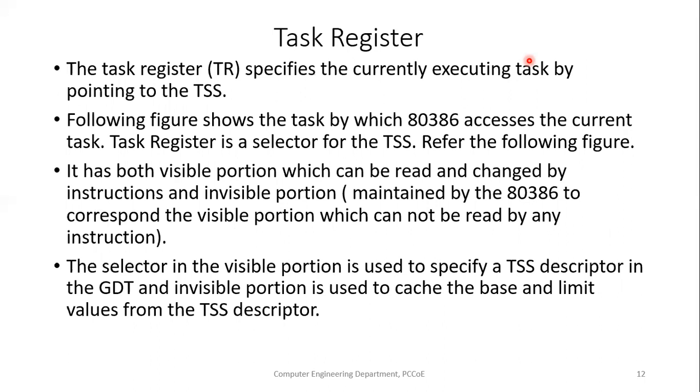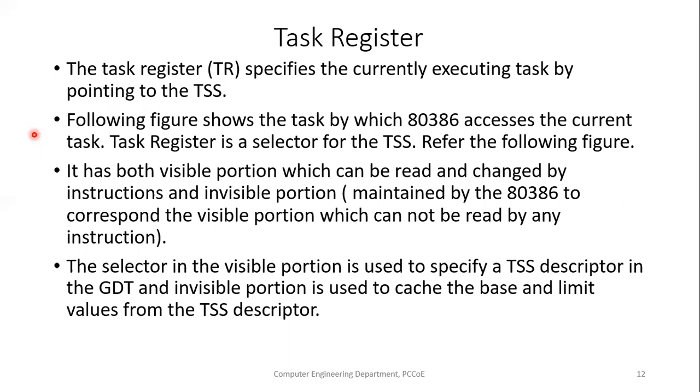Then next is the task register. The task register, termed TR, specifies the current executing task of your microprocessor, and it does so by pointing to the TSS, that is the task state segment. There is a figure that shows the task register diagram of the 80386, and also it can access the current task. The task register is a selector for the TSS. What is the task register? Nothing but a selector for the TSS. And over here, the selector is pointing to the current task that it is performing. Okay. So we will refer to the following figure.